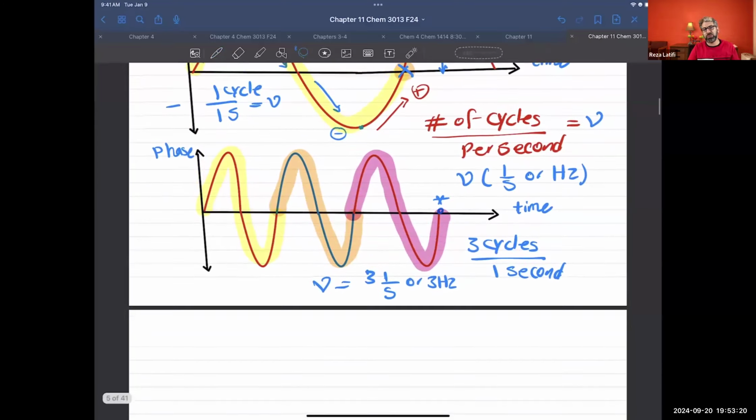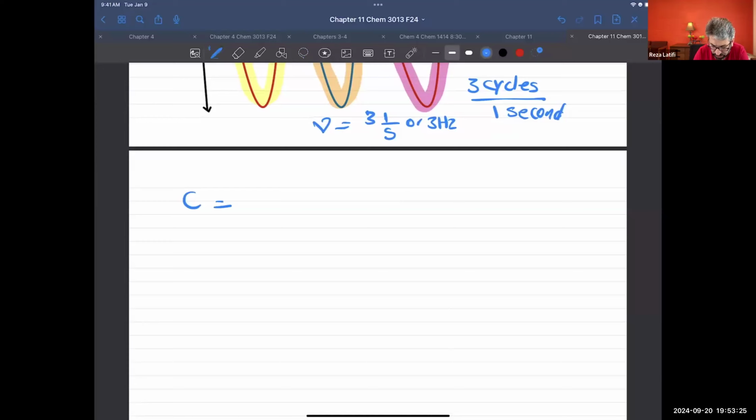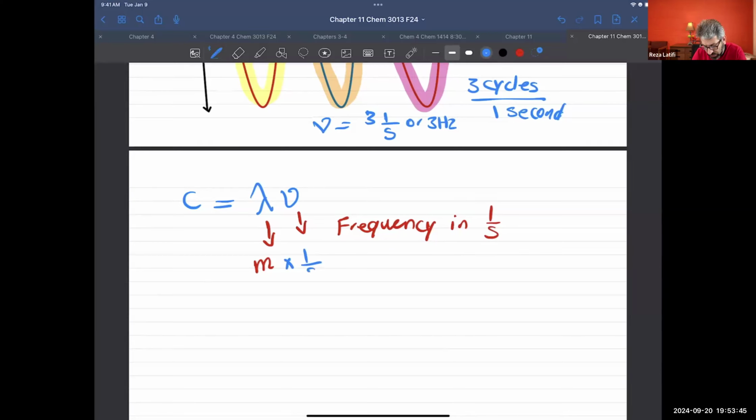What's the relationship between frequency and wavelength? We say c is equal to wavelength multiplied by frequency. Remember, lambda represents the wavelength, and the unit for wavelength is meter. How about the frequency? The frequency will be in 1/second. So you multiply by 1/second, and what do we get? We get meter over second. And remember, meter over second is a unit of speed or velocity.